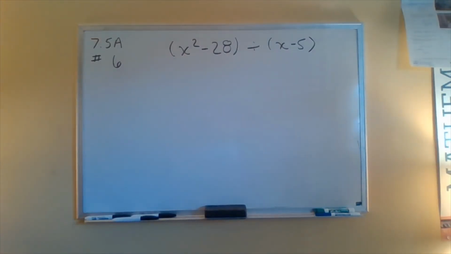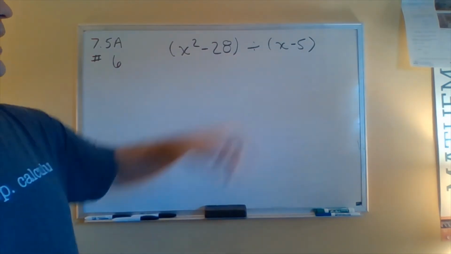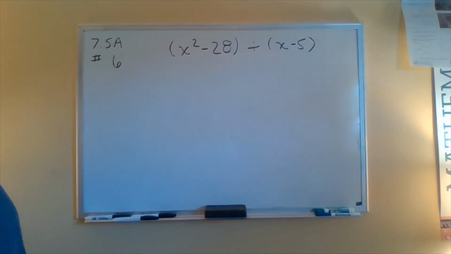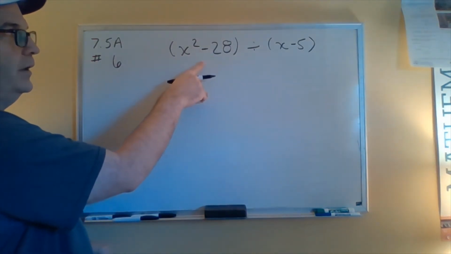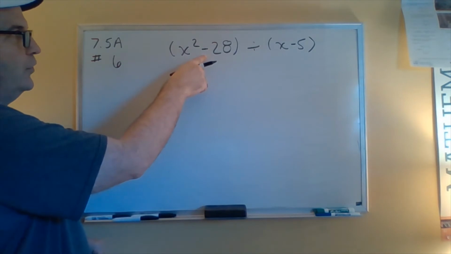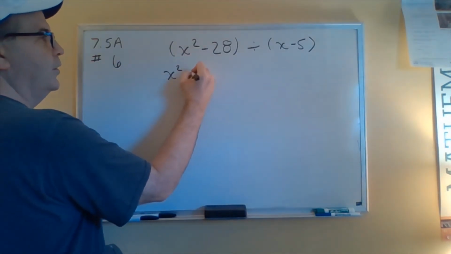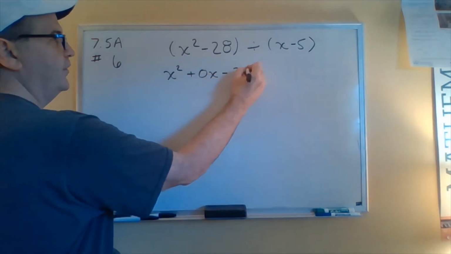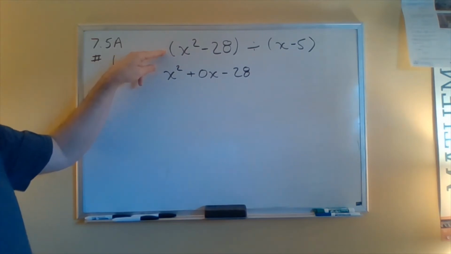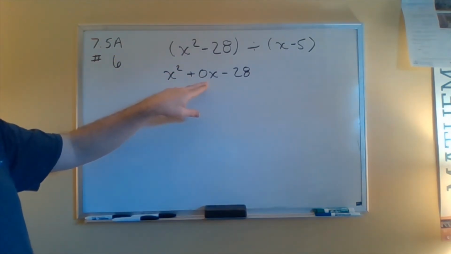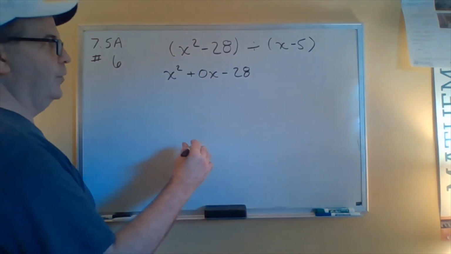Number 6, we're given polynomial x squared minus 28. We're asked to divide that by x minus 5 using synthetic division. This is a lot like the problem we had in number 4, where we need to rewrite this to include our x term. Our middle x term is missing, so we're going to rewrite this as x squared plus 0x minus 28. So I haven't really changed the value of our polynomial, but I have rewritten it with a 0 coefficient, so we've included an x term. We have to have that x term or our division won't come out right.